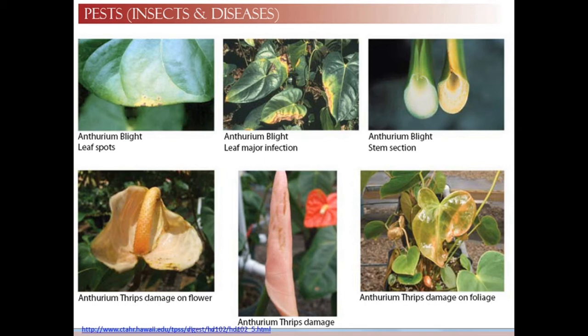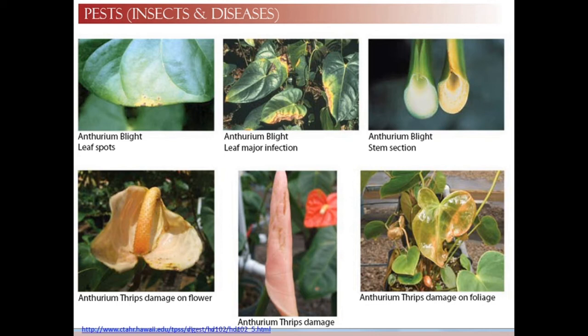Anthurium blight can also be found in an extensive way, where leaves are damaged in larger parts. Anthurium blight also causes damage in the stem, where the stem starts drying, and the section of the stem shows the dried stem and also a normal stem.